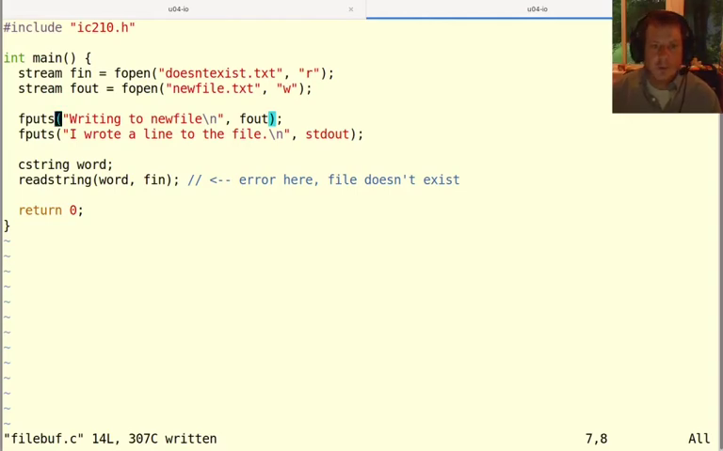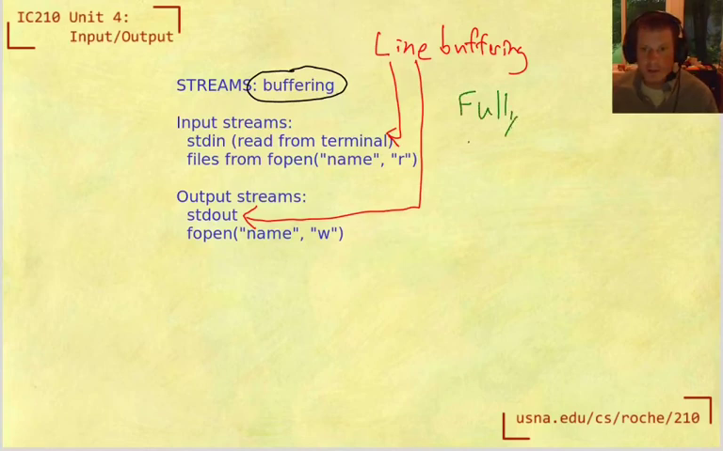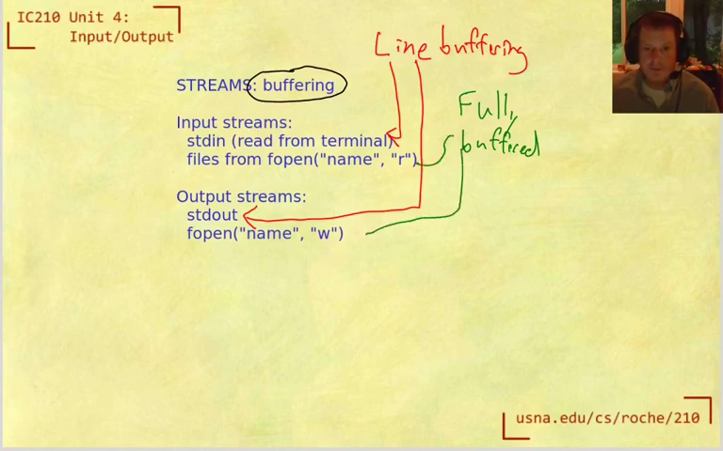Why is that? Well, there's a second kind of buffering which is called fully buffered, and that means it's delayed even more. It's not just caused by new lines. Fully buffered means that it's going to wait until the whole buffer is full. Depending on the size of the buffer, it might be like 1,000 characters. And that's the default for files that we open. Normally it's not a problem because when your program ends or when you call fclose on the file, that will write everything into it.